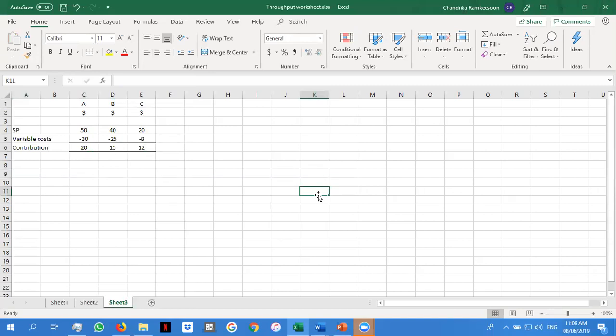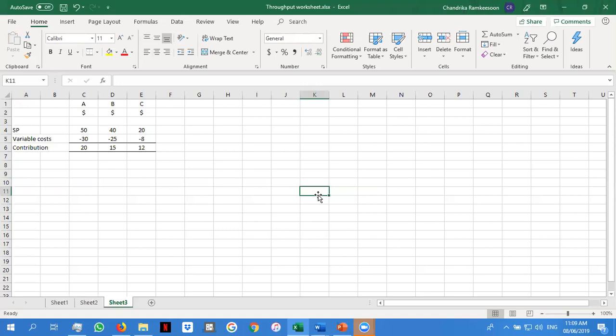Now if the question posed is as follows: which of these three products is the most profitable one? Clearly we would say product A, followed by B, followed by C, because product A has the highest contribution, sales less variable cost, followed by B, followed by C. And remember, all other costs are assumed to be fixed. So without any limiting factors whatsoever, the most profitable product would be A, then B, then C.